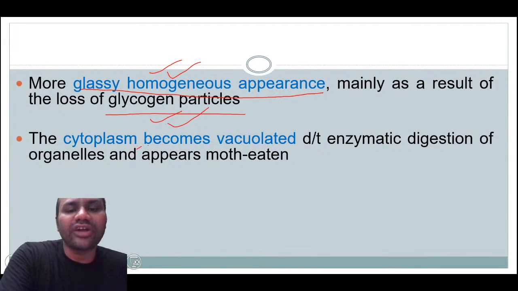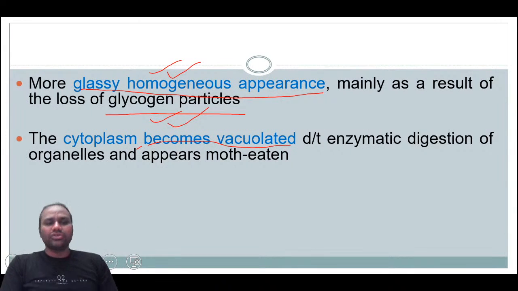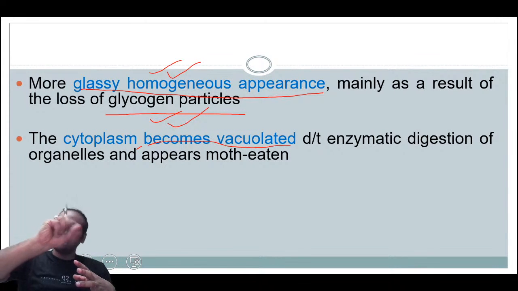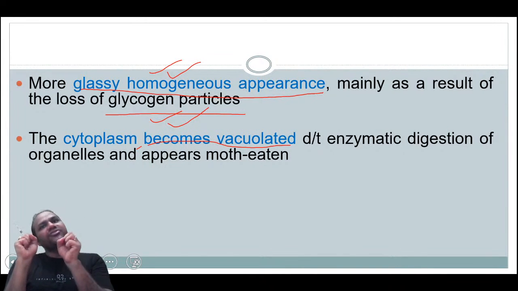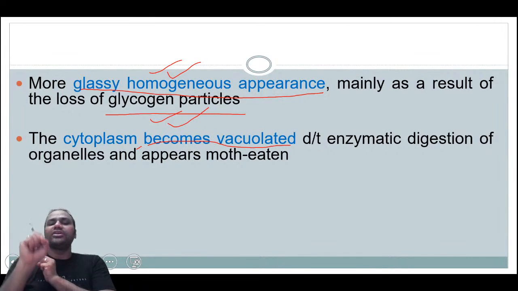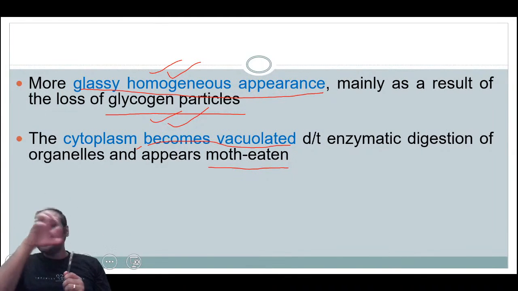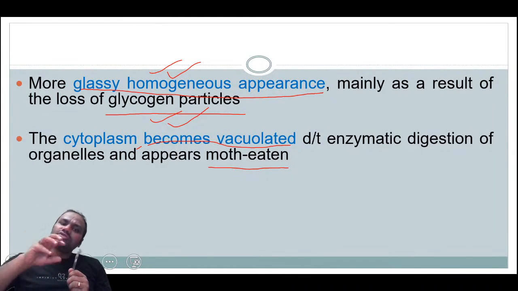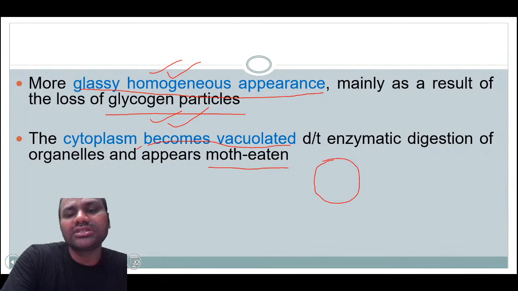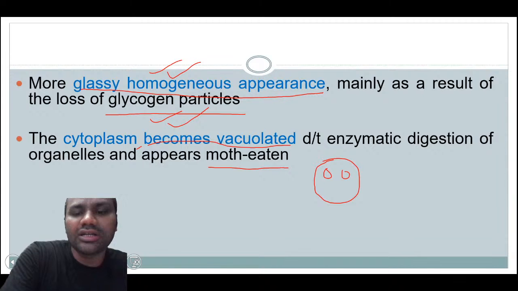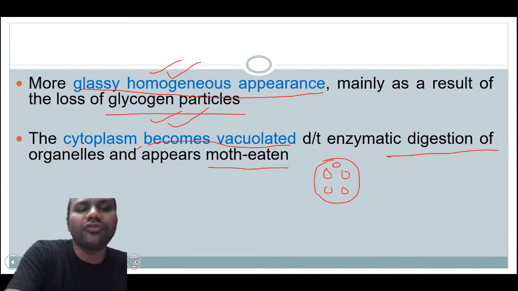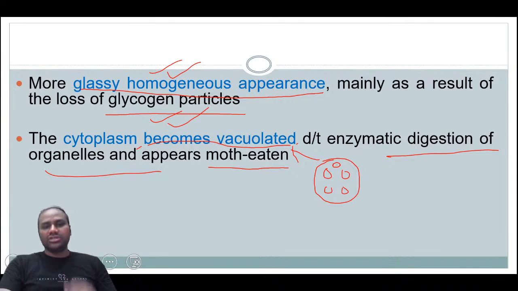The cytoplasm becomes vacuolated. When something is eaten, that space will be created, so the cytoplasm will be vacuolated. We can say a moth-eaten pattern. The enzymes digest those organelles, and whichever part is eaten creates this moth-eaten appearance because of enzymatic digestion of organelles. So the cytoplasm will be vacuolated in case of necrosis.